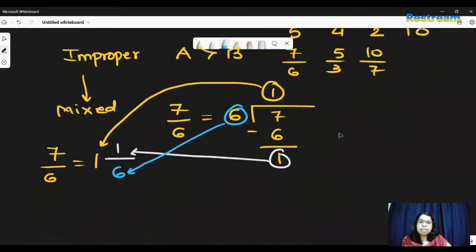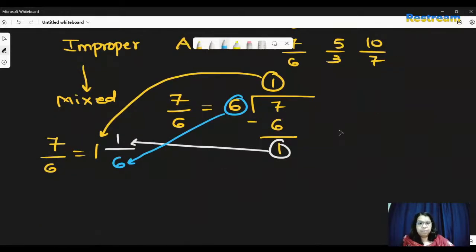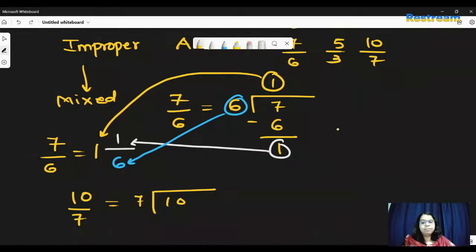Let's take something that is not 1 everywhere. So let's say I have 10 by 7. For 10 by 7, I'm going to put a 10 over here, 7 over here, and all of you know your 7 tables, right? There is no 10 in 7's table. So we are going to do 1, and we are going to put a 7 over here. Now the mistake that I made happened because my brain is thinking faster than my hand.